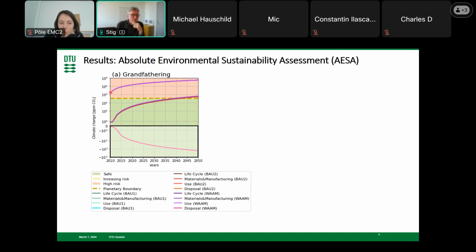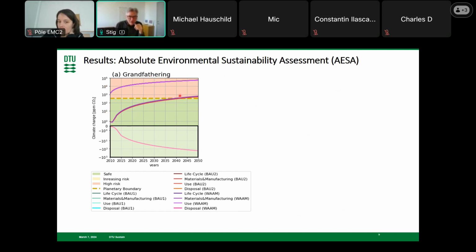transgressed the planetary boundaries already from the beginning. And it's the use phase of all the scenarios we have been looking at. It's being transgressed here. But that's part of the use phase, right? So that's the fuel used, mainly the fuel used to drive the fishing vessels, which is responsible for this up here.